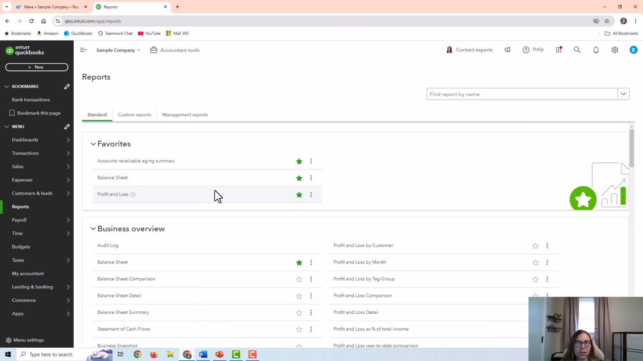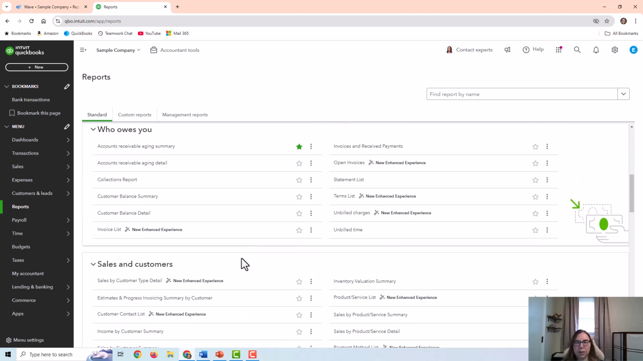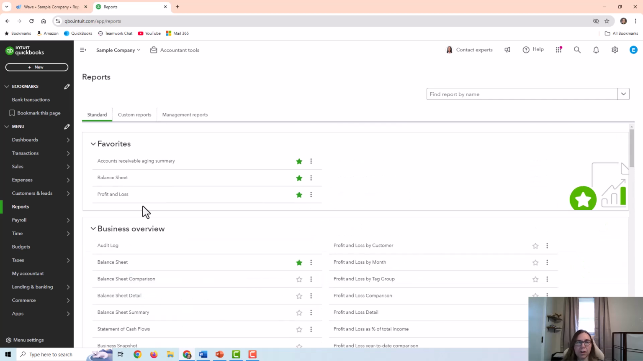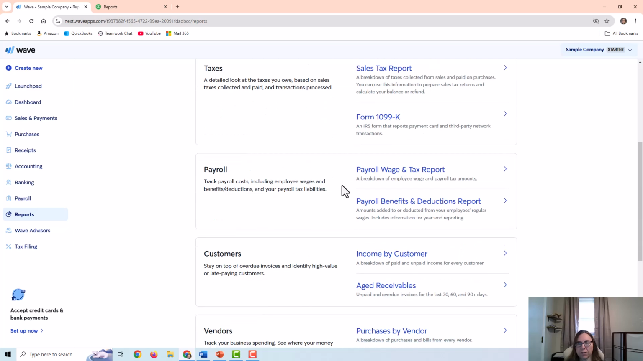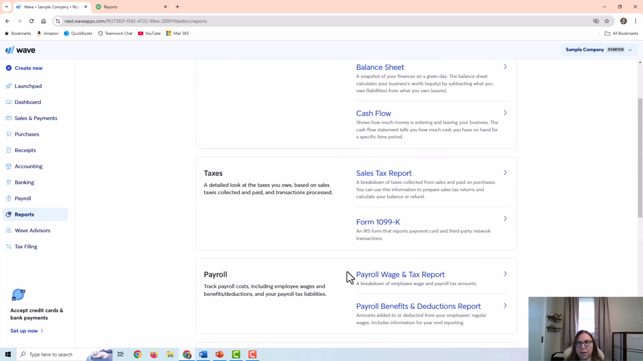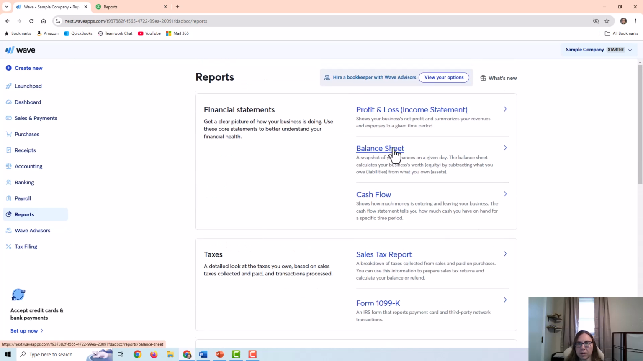Now let's talk about the statement of owner's equity in the balance sheet. In QuickBooks, there's not a separate statement of owner's equity. The information contained in the statement of owner's equity is going to be in that balance sheet. It just might not look the same as the report you see in a book. Okay, and same thing with Wave. There's not a separate statement of owner's equity here. That information is going to be on the balance sheet.